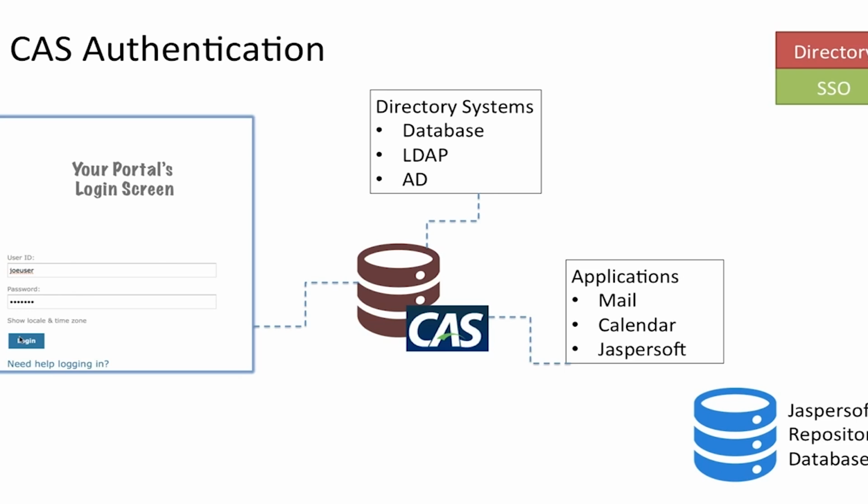Now that user may move over to another application, a mail, calendar, or in this example, a JasperReports server. When the user tries to open up anything that has to do with JasperReports, the JasperReports server is bound to the CAS server and will look towards CAS to see if the user is logged in and has a valid session. If everything checks out, that user, just like before, will be synced into the Jasper repository database, and then the user will be granted access to the JasperReports server.